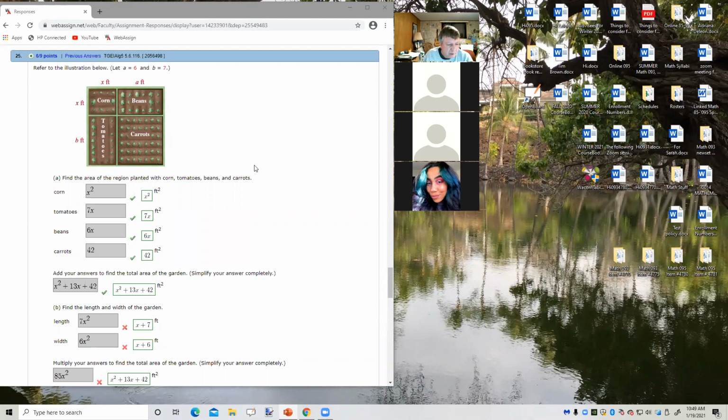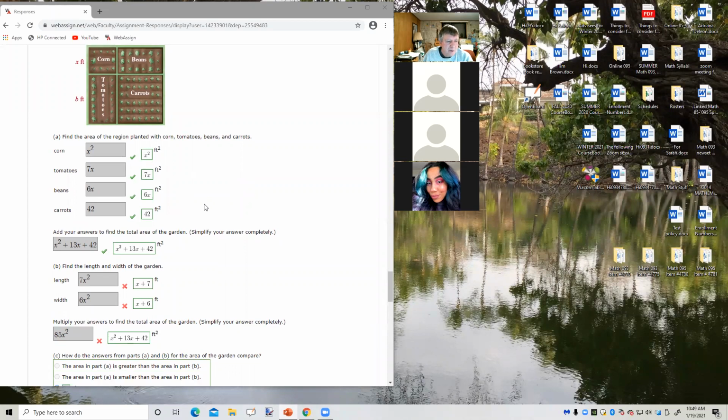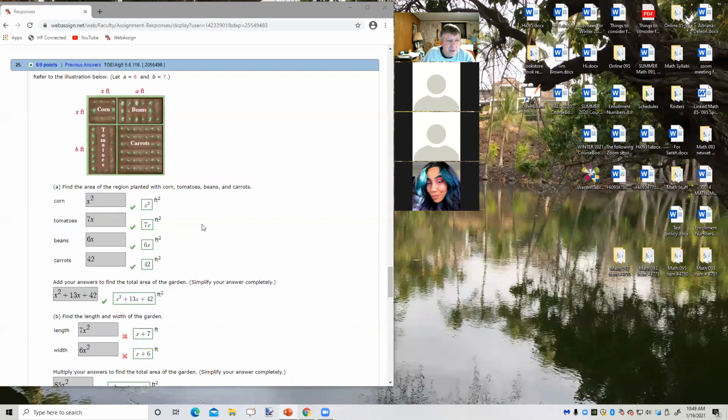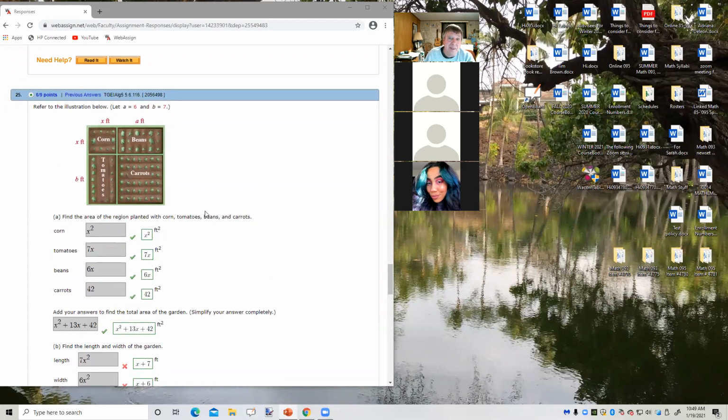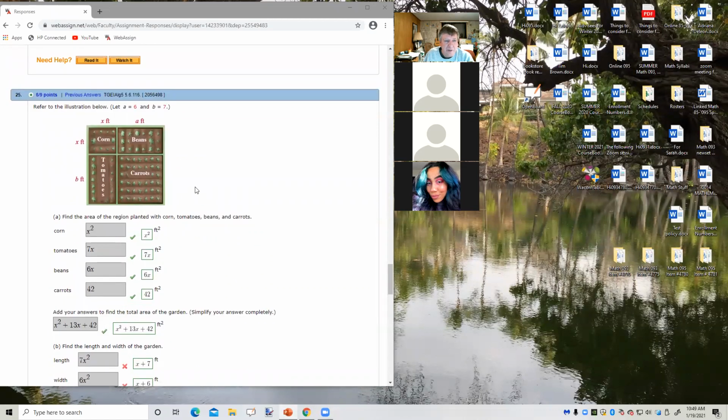Now, you can see the WebAssign thing, right? Notice down here, the answers I wrote are backwards from what they've got. And this isn't something that's going to be a trick question on a test, but there isn't agreement within the mathematical community as to what the length is and what the width is. Some people would say the length is the longest side, which would be the X plus 7. Others say the length is the horizontal side.